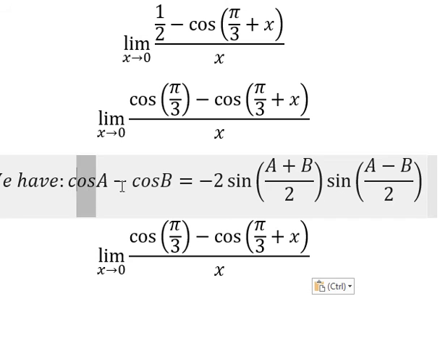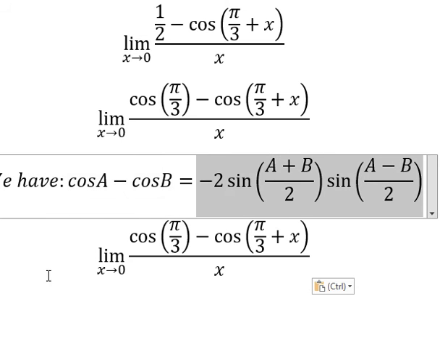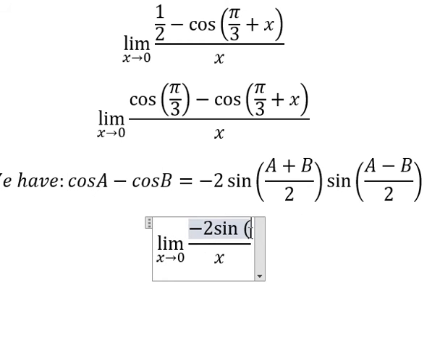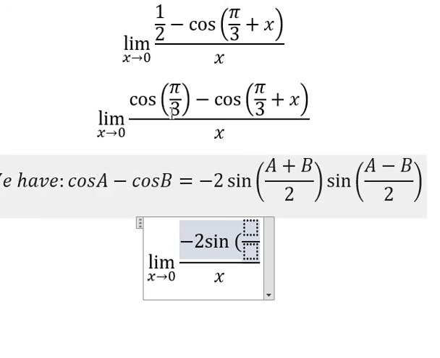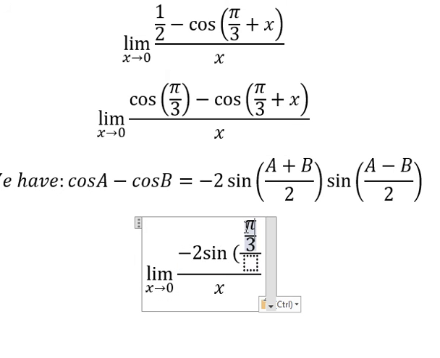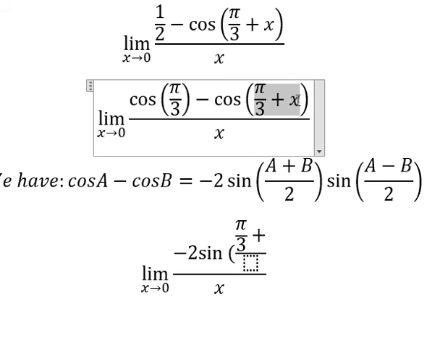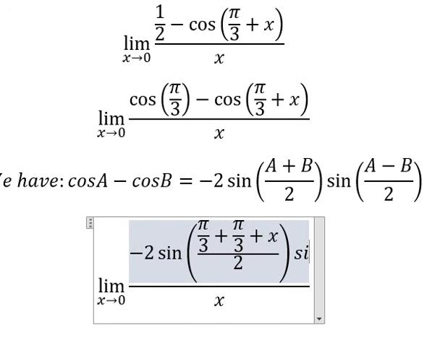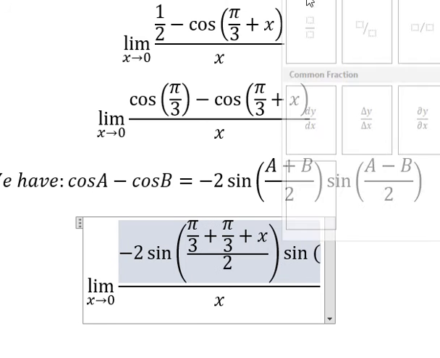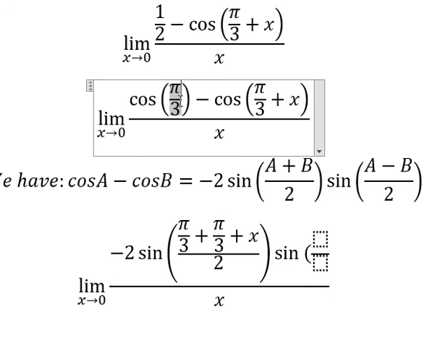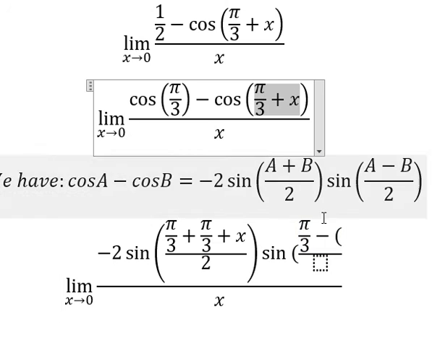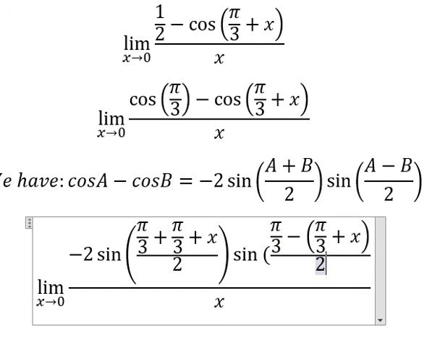We can apply this formula for this one in here, and that should be like this. So we have A, that is about b over 3. B, that is about this one, over 2. And sine of this one, that is about b over 3 minus this one over 2.